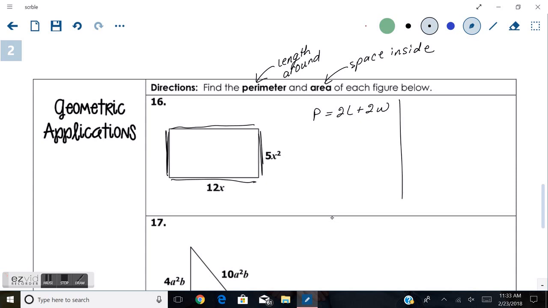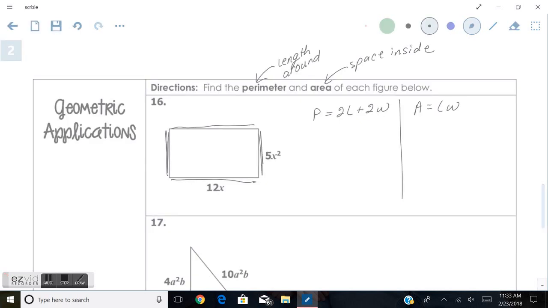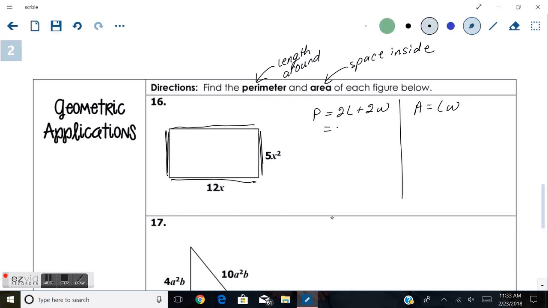My area is going to be length times width. And hopefully you've gotten used to those formulas through the years. If not, I'm telling you now, it's length times width. It's telling me how much space is inside. So for the perimeter, I'm going to say equals my length is 12x plus 2, my width is 5x squared. Simplify that, I get 24x plus 10x squared. And that's as far as I can go.